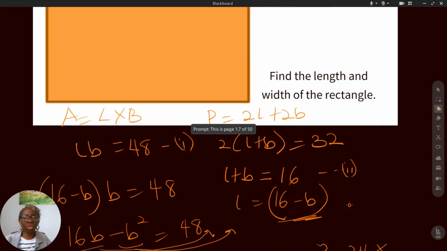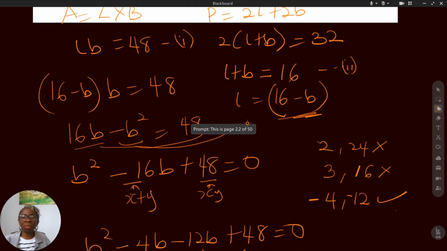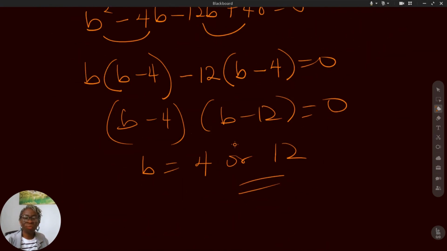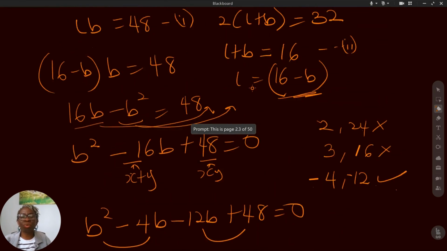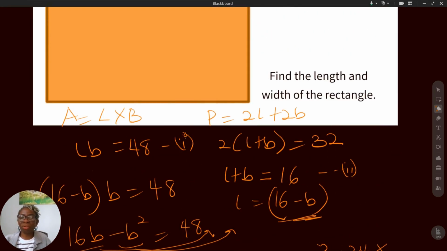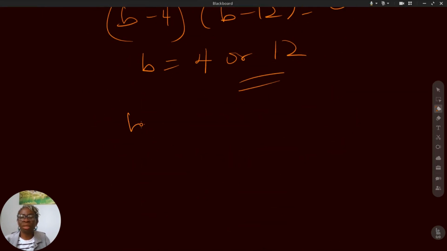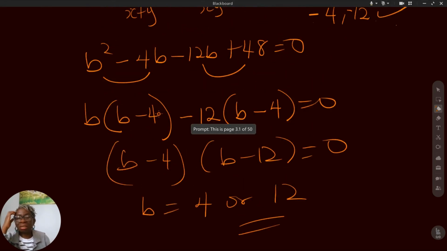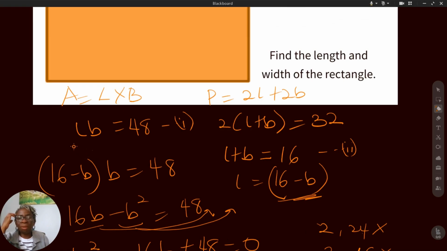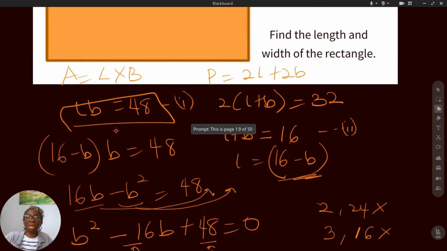So the question says we should find the length and width of the rectangle. Now that we found b to be 4 or 12, let's put 4 and 12 in any of these equations to find L. Which equation should we use? We can use the first one and we can use the second one. Don't forget that the formula for area, this is the area, LB is equal to 48.